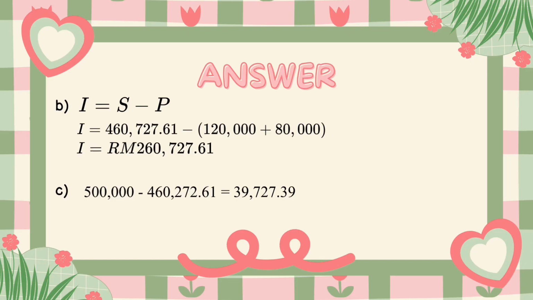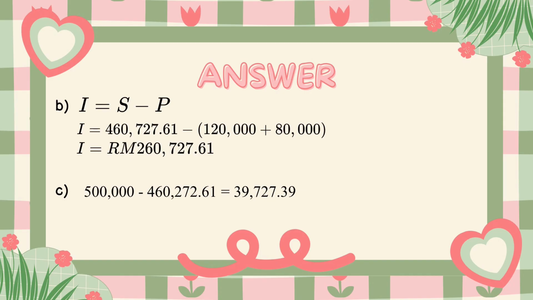Question B. Determine the total interest earned throughout the investment period. We will use I formula. I equal to S minus P. I equal to 460,727.61 minus 200,000. I equal to 260,727.61.